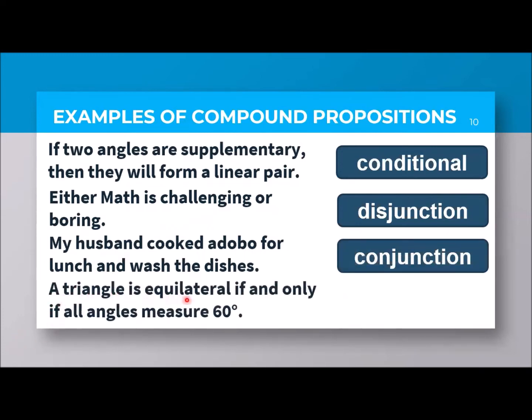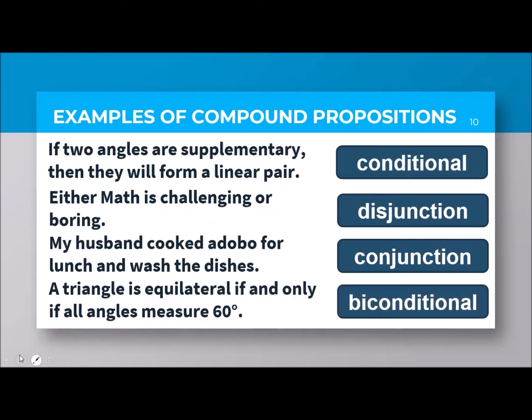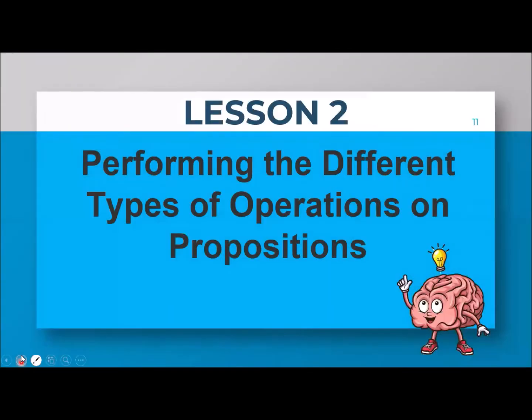Then, a triangle is equilateral if and only if all angles measure 60 degrees. If and only if. So, iyan po ay biconditional. Okay po? So, I hope that is clear.